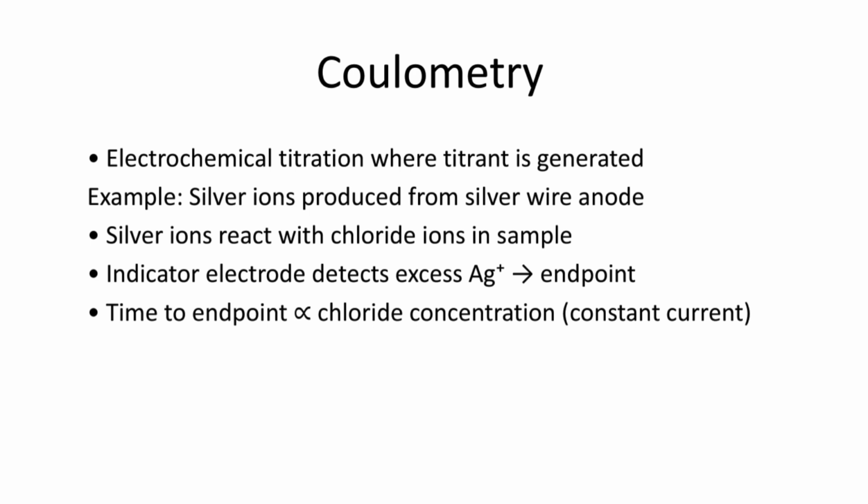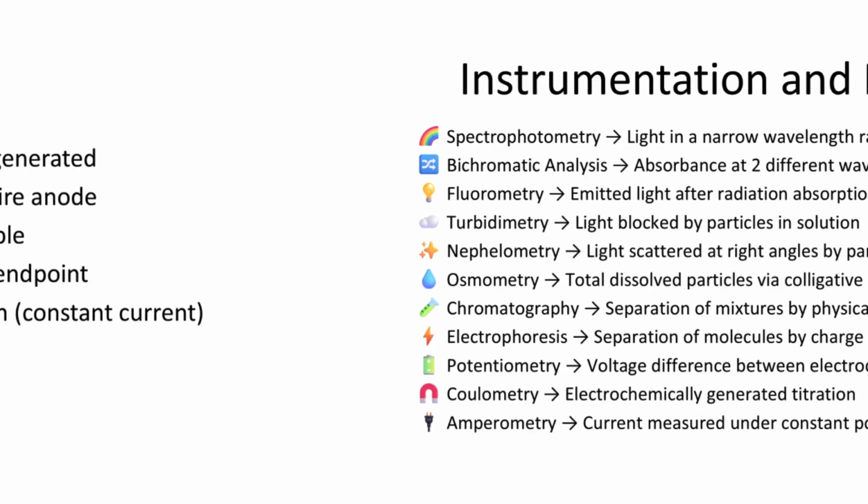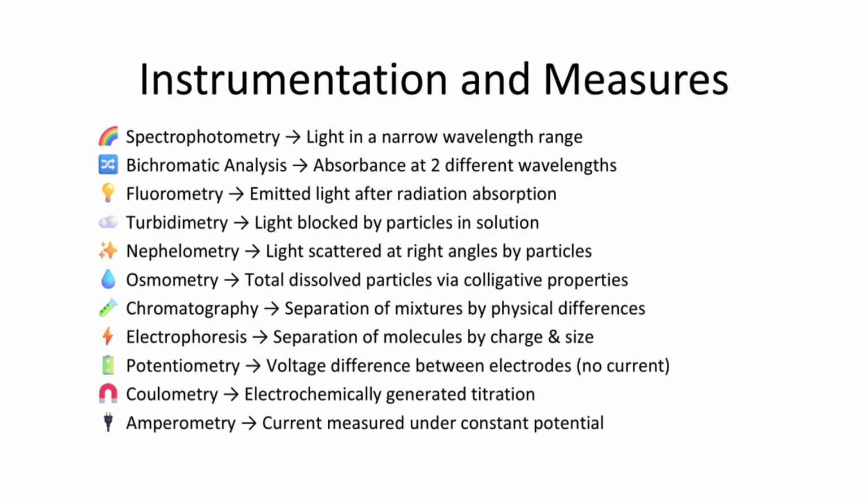In summary, potentiometry measures voltage to assess ionic activity. Amperometry measures current to quantify analytes such as oxygen, and coulometry uses electrochemically generated titrants to measure ions like chloride. Let's summarize the main instrumentation principles in laboratory science.